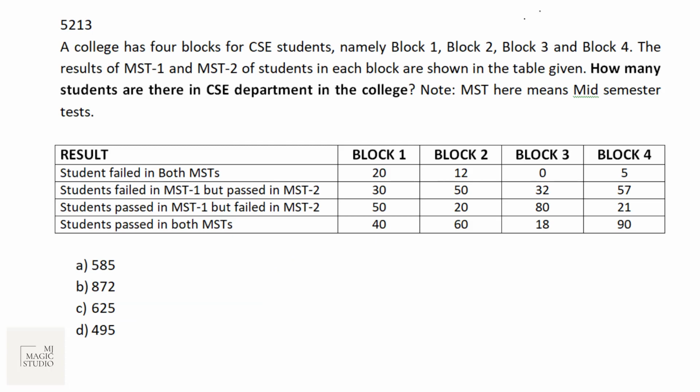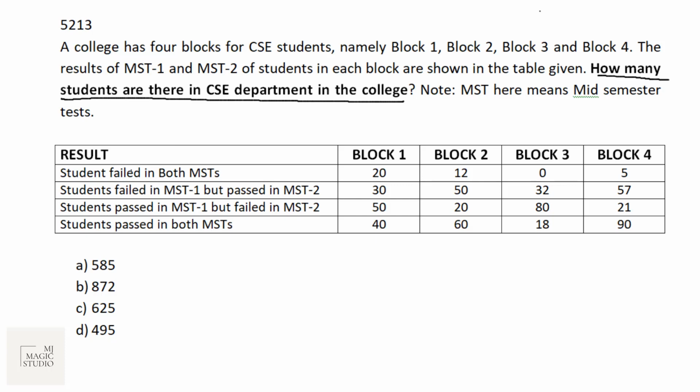Okay, another one from data interpretation again, and a table is given. A college has 4 blocks of CSE students, namely block 1, block 2, block 3 and block 4. The results of MST1, MST here means mid-semester test, 1 and 2 of students in each block are shown in the table. How many students are there in the CSE department? Means total number of students in block 1, block 2, block 3, block 4. Let's see what is given.